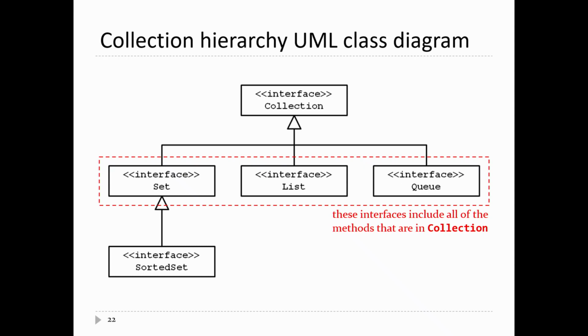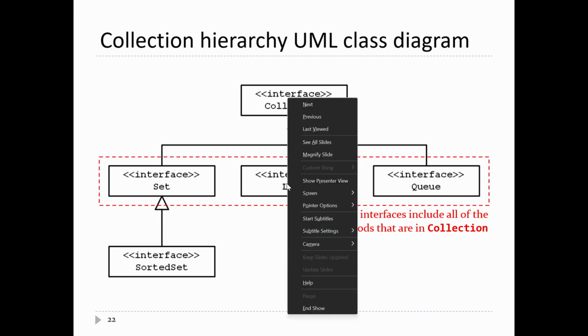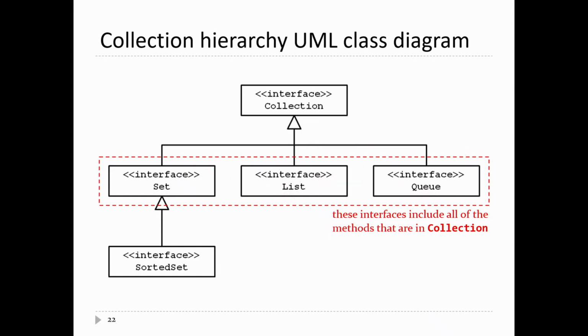So the things shown in red, those are all interfaces. The interfaces include all of the methods that are in collection. So all of these things in red, if you follow the arrow up, you get to collection. And that just means that the set, list, and queue interfaces all include whatever methods are in collection. They are allowed to add their own methods. So there might be a method in list that's not in collection. There might be a method in queue that's not in collection. Going across, there's no relationship. So if list adds a new method, that doesn't mean that set also adds that new method. So across, there's no relationship, but up and down there is.